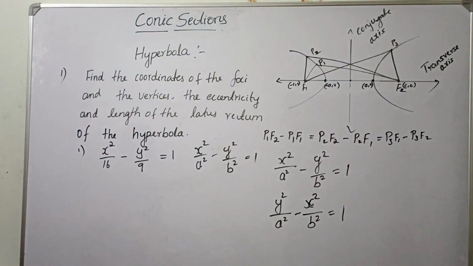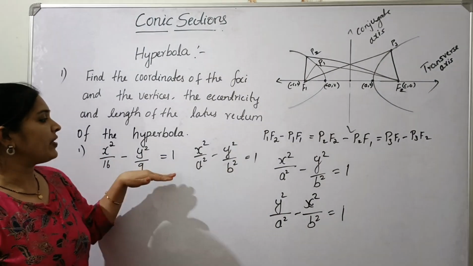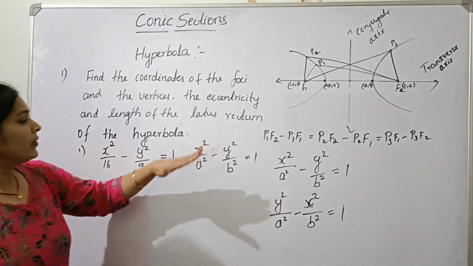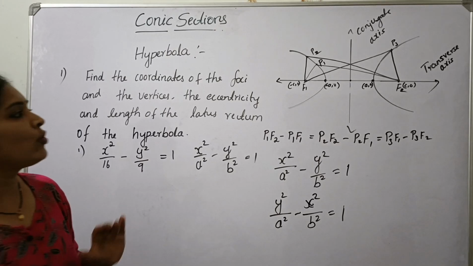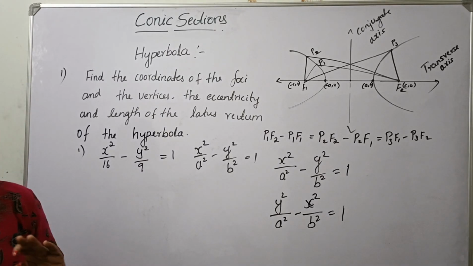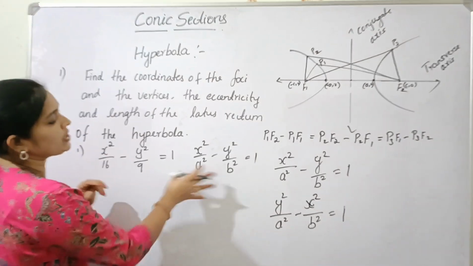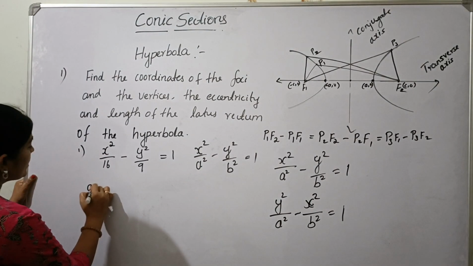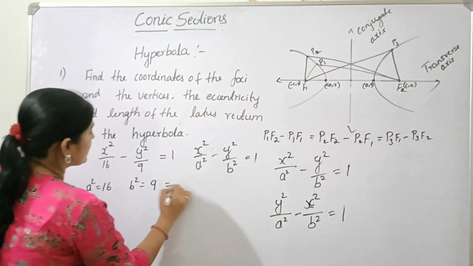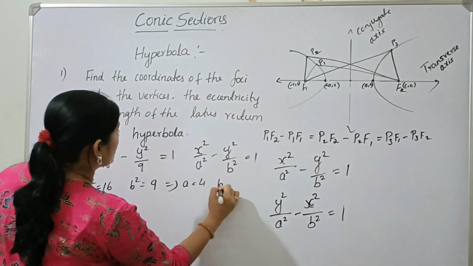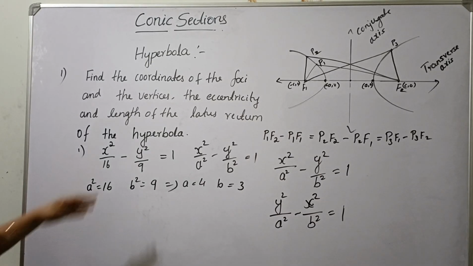So it is of the form of this standard equation. When we compare with the standard equation, we know that this hyperbola is along the x-axis, therefore foci and vertices are lying on the x-axis. So first of all, by comparing these equations, let us find a and b. Here a square is equal to 16, b square is equal to 9. That implies a is equal to 4, b is equal to 3. So let us find the foci.